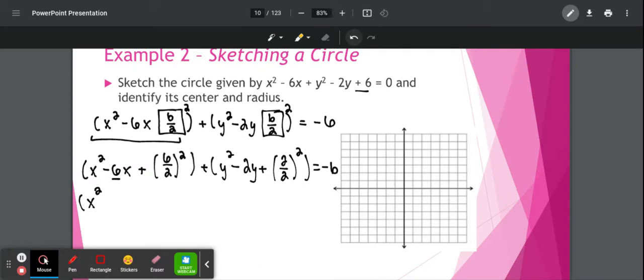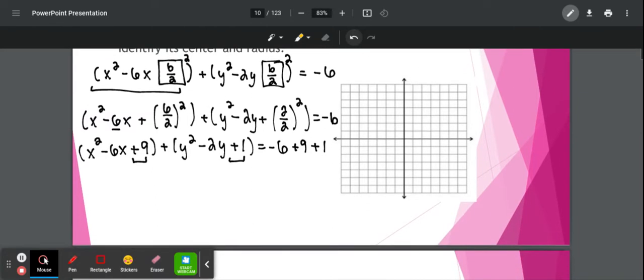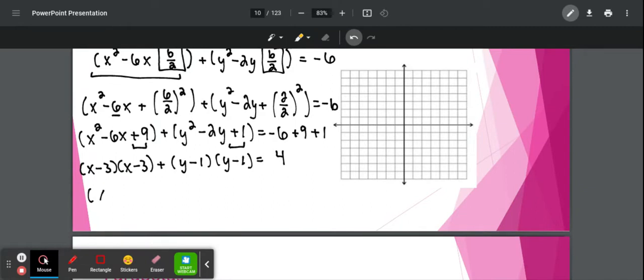If we simplify this, we get x squared minus 6x plus 9 plus y squared minus 2y plus 1 equals negative 6. But we added a 9 and we added a 1 to the left, so we still have to add the 9 and add the 1 to the right. And now if we factor, x squared minus 6x plus 9 factors into x minus 3 and x minus 3. Y squared minus 2y plus 1 factors into y minus 1 and y minus 1, equals 4. And so if we go one more step, we get x minus 3 squared plus y minus 1 squared equals 4.